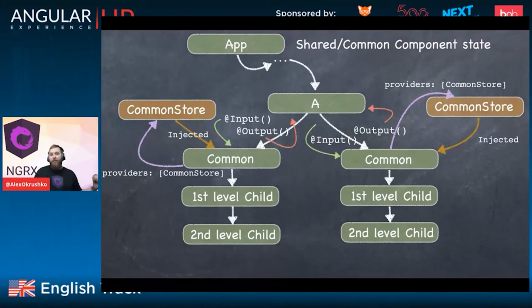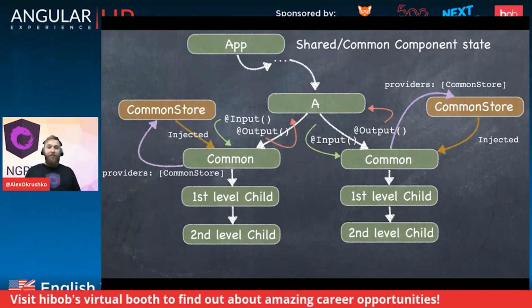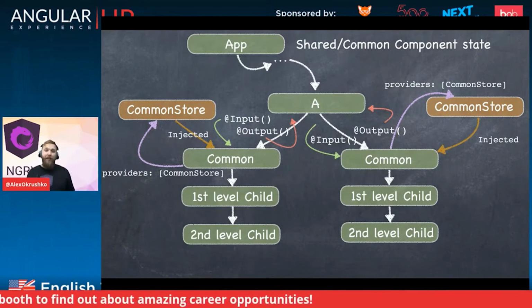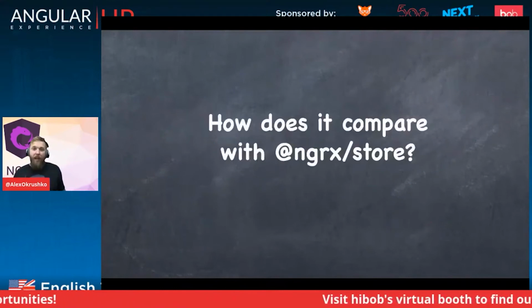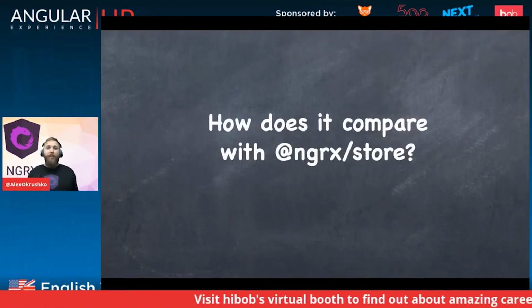Now that state can be used in first, second level children or anywhere else within that group. And moreover, if one of those children is injecting the common store, they'll go up the injector hierarchy, and they will get to the common one, and they'll find this common store, right? So each one will be using its own, which is really great. Okay, so this is the one that really pushed us to create this component store. So how does it compare to the global store, for example?